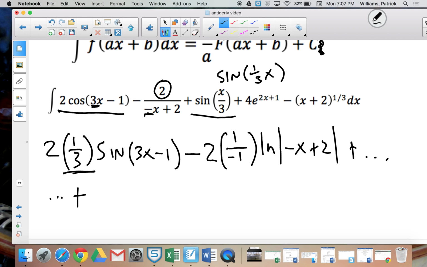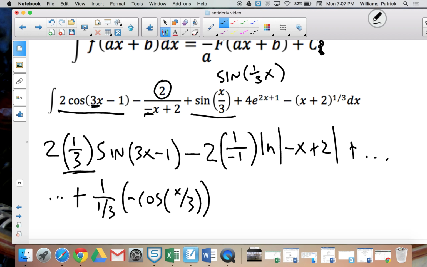Okay, so we're in this term. So that's the same as having a 1/3 out here. So we're going to multiply this by 1 over 1/3. And then the integral of sine is going to be negative cosine. And then we keep the x/3 the same on the inside.